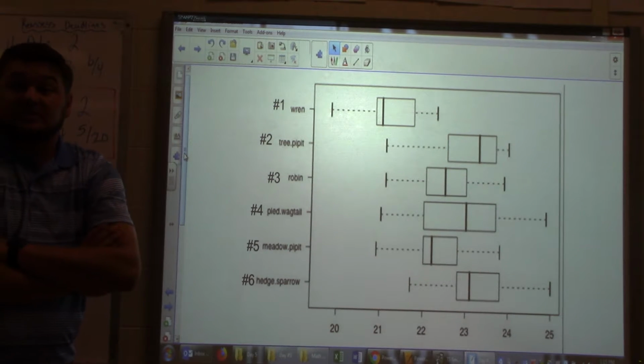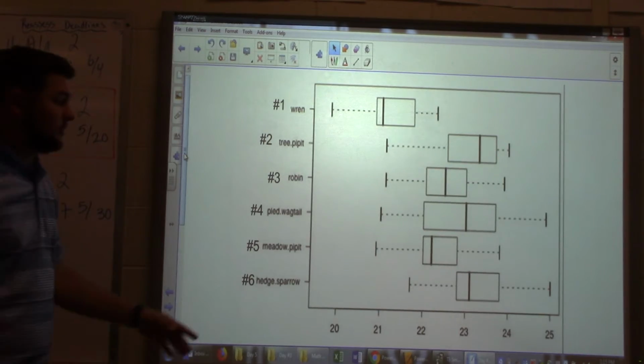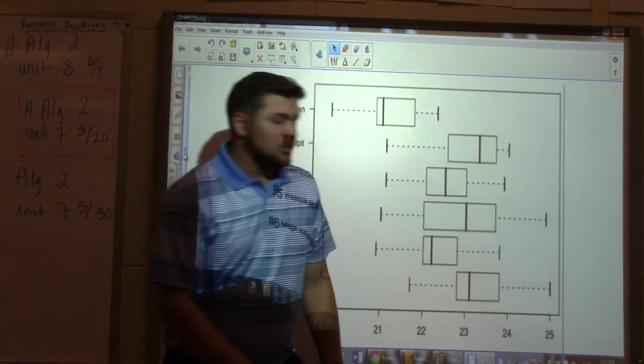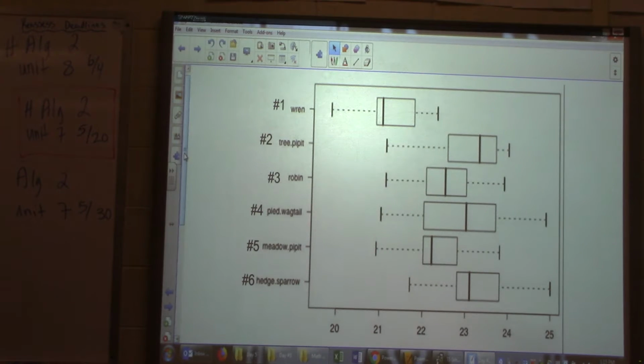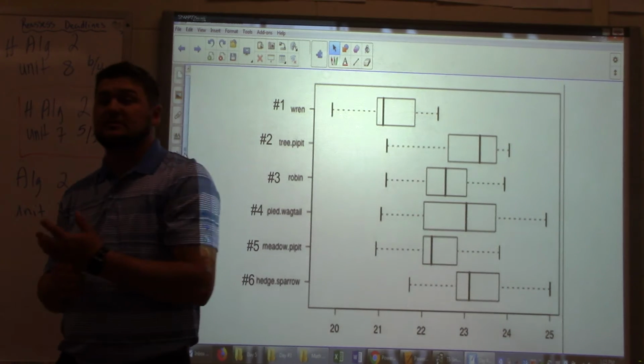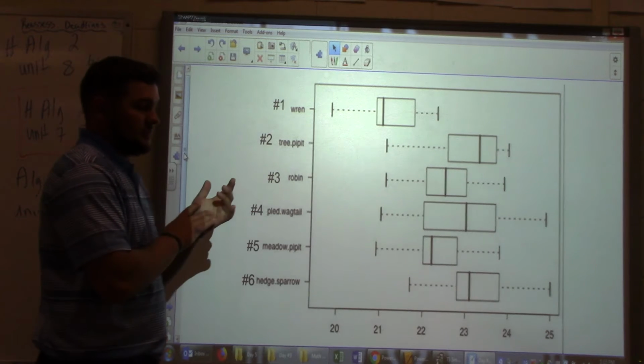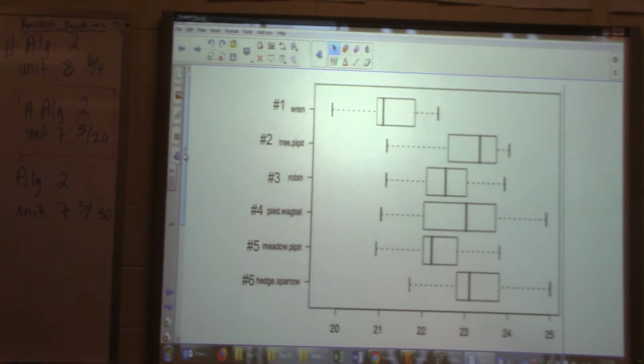Realistically, this is just an opinion question, right? As long as you explain why you think it is, you'd get it right. Now, I don't think we're going to have an opinion question on the test. But, yeah, you could use hedge sparrow because it has the greatest maximum. You could use hedge sparrow because it has the greatest minimum. You could say the hedge sparrow because all of its data is above 21.5 millimeters, and none of the others can say that. Right? So as long as you justify what you think, for a question like that, you get it right.